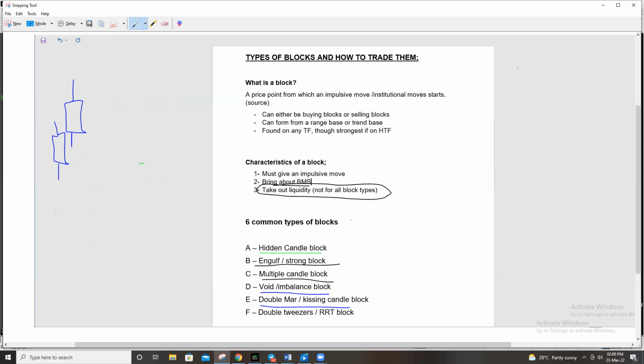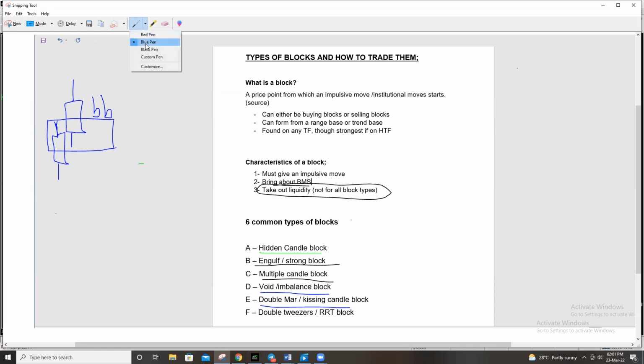Now, the reason I've said almost equal tails is because it's not cast in stone. It's not always that you find that the tails are of equal length. But again, you pick now the bottom tail of the candlestick to the top side and the top tail of the candlestick at the bottom side. And there you have your buying block. This type of block is called the double marubozo or the kissing candle block.